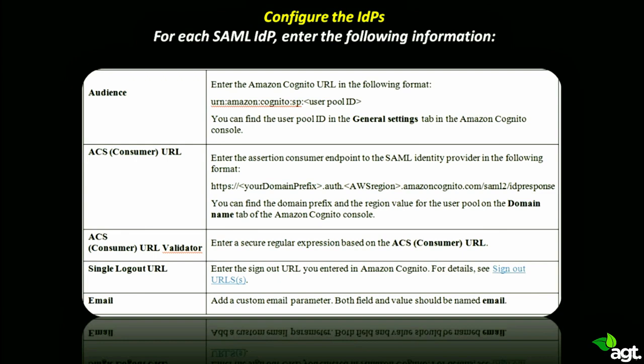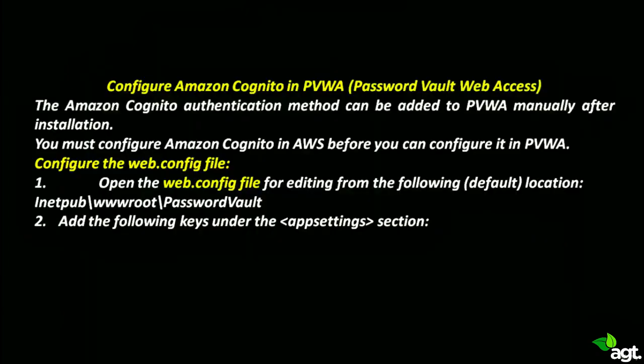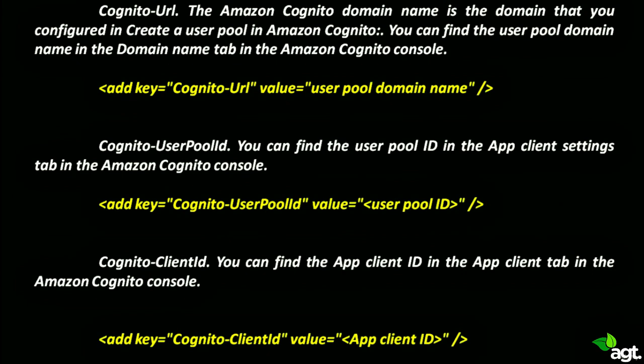Okay, so configure Amazon Cognito in Password Vault Web Access. The Amazon Cognito authentication method can be added to PVWA manually after installation. You must configure Amazon Cognito in AWS before you can configure it in PVWA. So configure the web.config file. Start by opening the web.config file for editing from the following location, for example inetpub/wwwroot/PasswordVault, and second, add the following keys under the appSettings section.